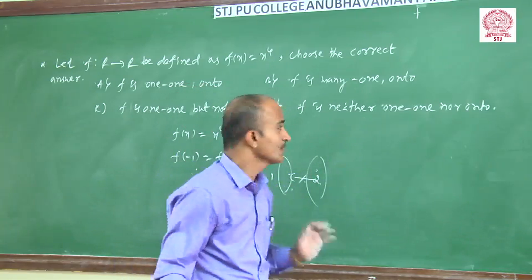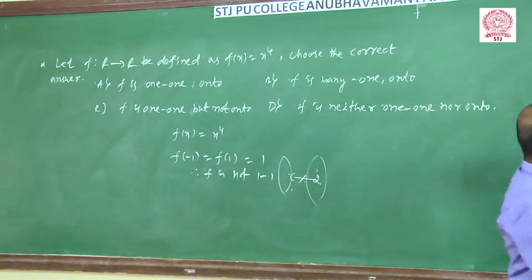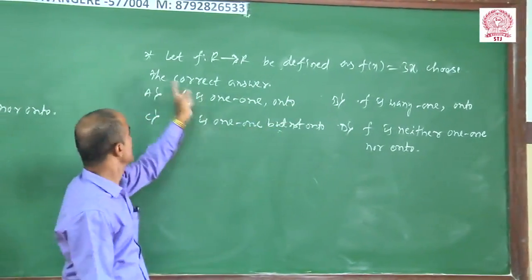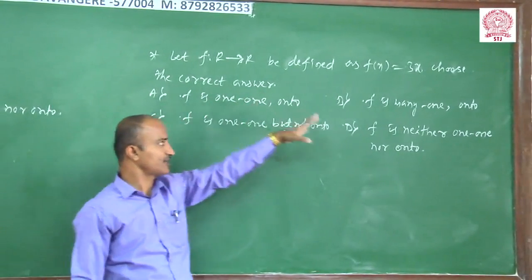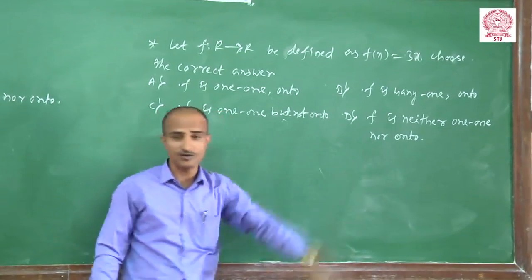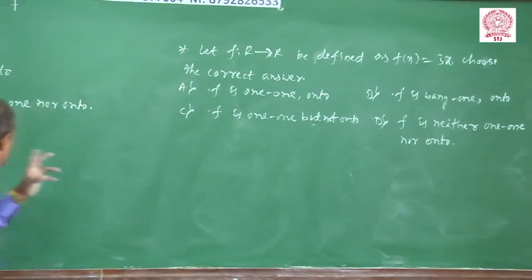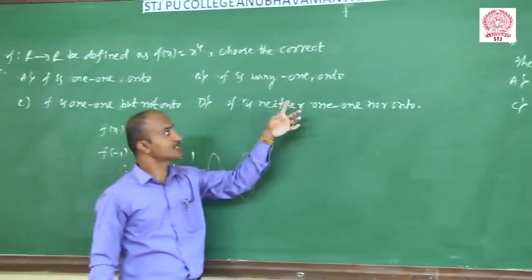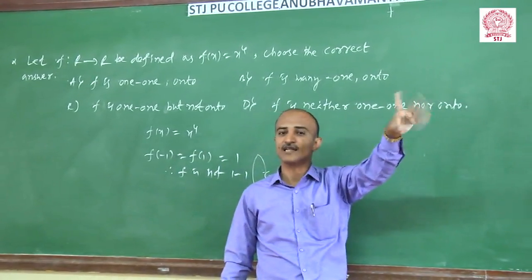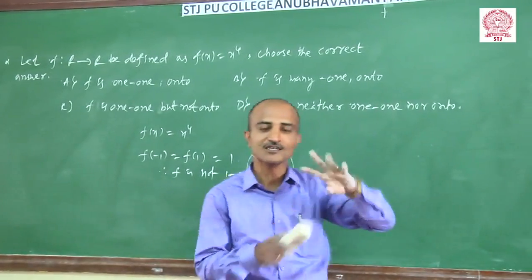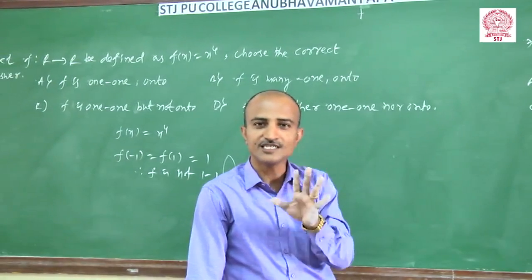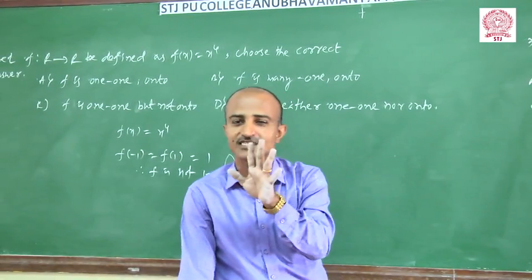That is sufficient. Here we have one more objective question, where f is defined from R to R as f of x is equal to 3x. We need to choose the correct option. F is 1 to 1 onto, f is many 1 onto, f is 1 to 1 but not onto, f is neither 1 to 1 nor onto. Student, here we have one more type of functions like many 1. But we have not defined a many 1 function. We have defined only 1 to 1, onto and bijective. Then what is this many 1 function? Many 1 means when the function is not 1 to 1, then obviously that function is many 1.